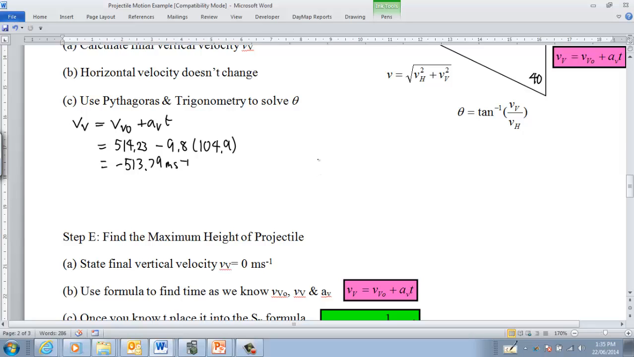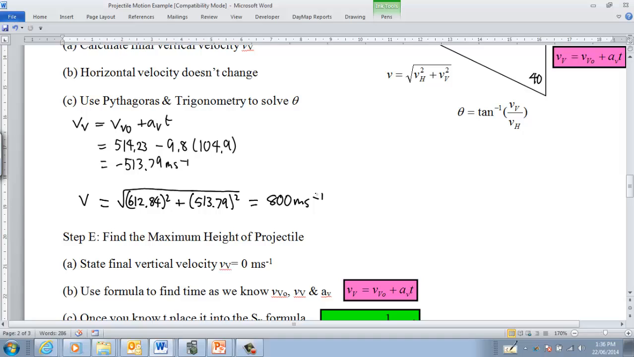So the next thing that we would do to work out the velocity would be equal to the square root of the horizontal velocity squared plus the vertical velocity squared. So that's going to be 612.84 squared, add 513.79 squared. Now you don't really need to worry about the sign there because it's a vector quantity, it's going to be squared anyway. Now if you do that in your calculator, you're going to get 800 metres per second. I know that's what's going to happen.